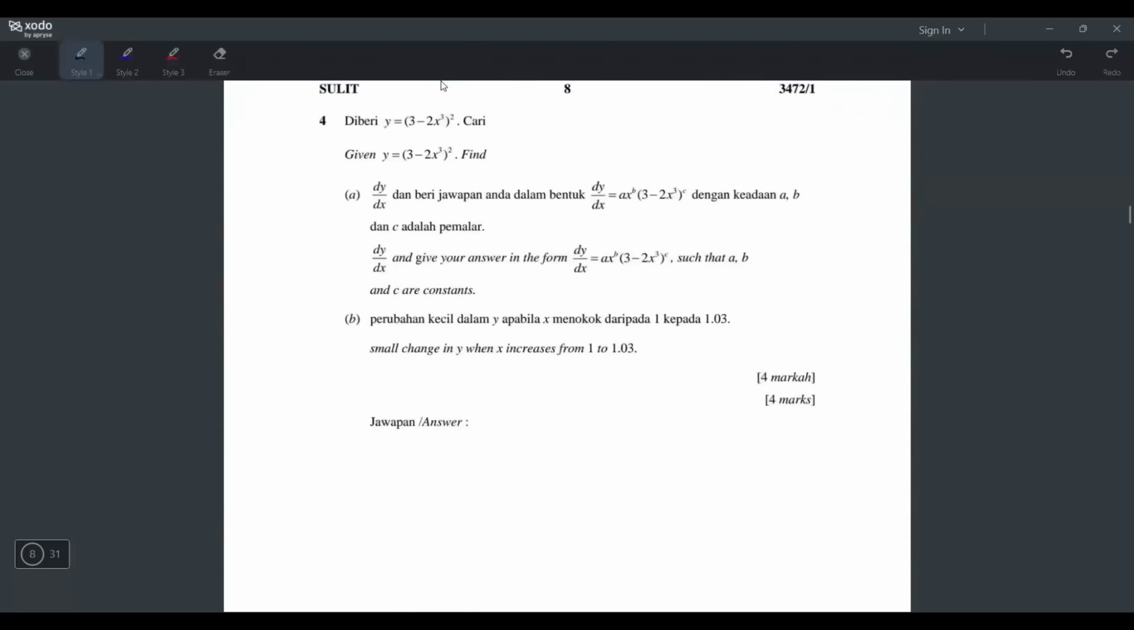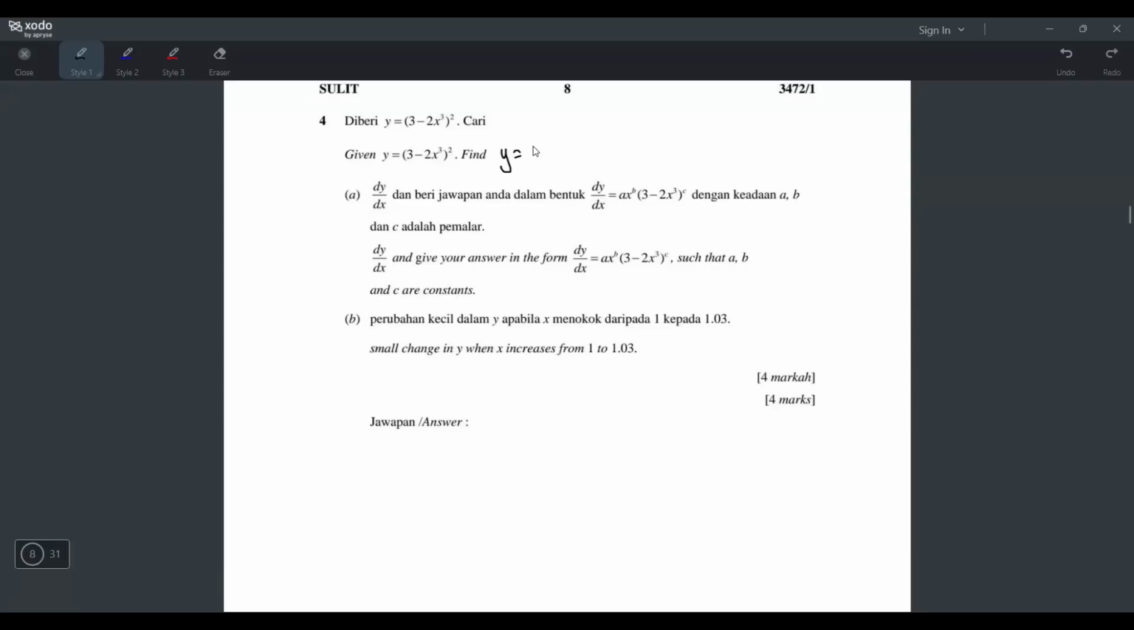Okay, let's continue. Number 4. Number 4 is a differentiation. So given y equals to this, if I am you, I will straight away expand, right? Because if it's differentiation, before you do differentiation or integration, if you can expand, you must expand first. So let's just expand it now. I don't even care what the question asks. I just want to expand it now. So when you expand it, what do you get?